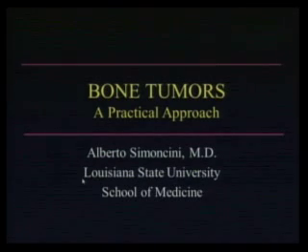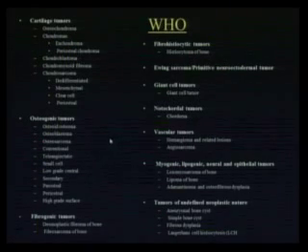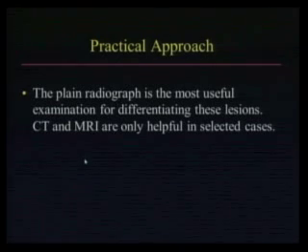Okay, so let's do a practical approach for bone tumors. This is the WHO classification of bone tumors. So we have a lot of tumors in the bone. You may classify them according to the tissue in the tumor. If a tumor produces cartilage, you may have osteochondromas, chondromas, or chondroblastomas. The osteogenic tumors are osteoid osteoma, osteoblastoma, osteosarcoma, and this classification is too long and too dense. So let's do a practical approach.